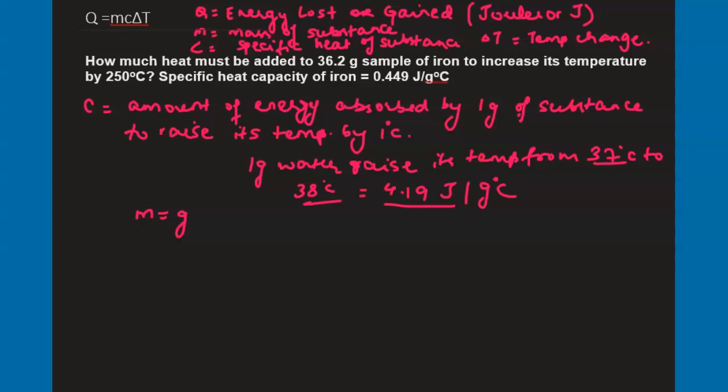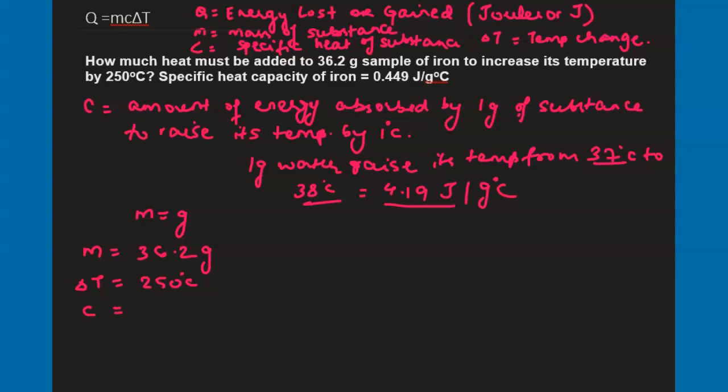Now let's read the question in order to solve it. The question wants us to find out how much heat must be added to a 36.2 gram sample of iron. Here we don't have water, our substance is iron. So first let's write what is given. We are given the mass of iron is 36.2 grams. Next we are given the temperature change required for iron is 250 degrees Celsius. So the temperature change ΔT is 250 degrees Celsius. The specific heat capacity of iron is given to you.